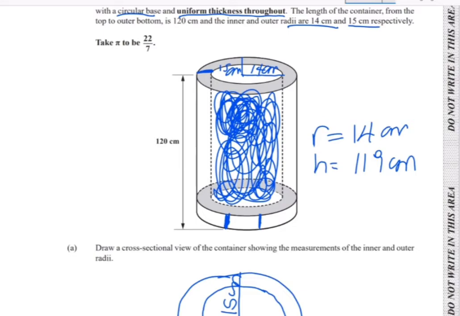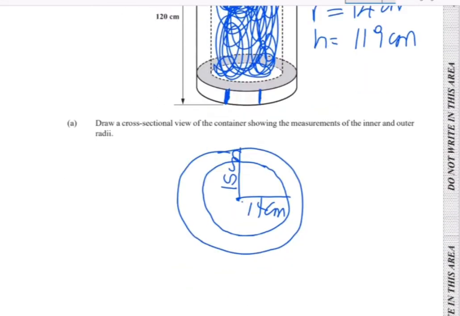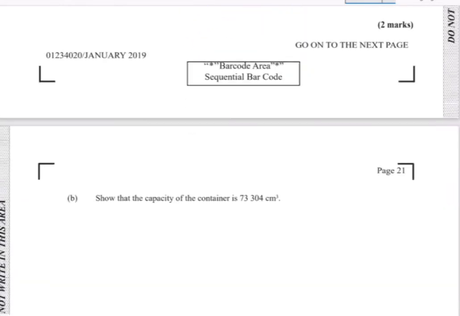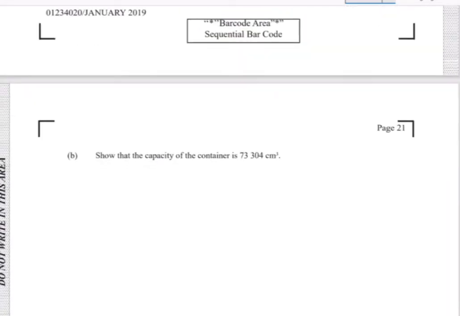Now that we have established all of this, let's go down to our question and write in your solution. They ask us to show that the capacity of the container is 73,304 cubic centimeters. So let's go with the volume now. Still volume we're working out, but it's the volume of what it will actually hold.